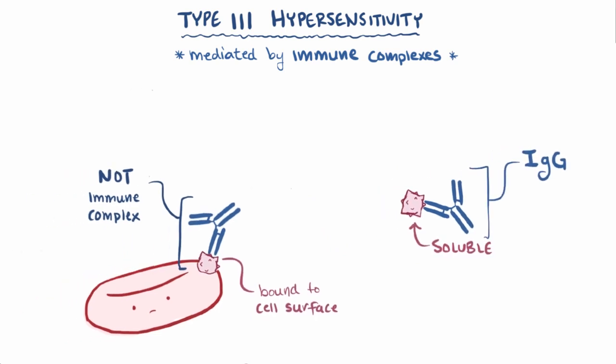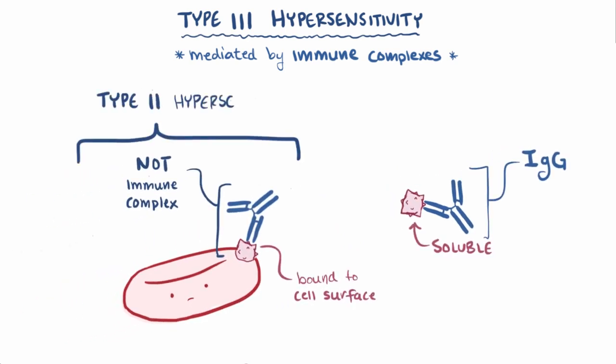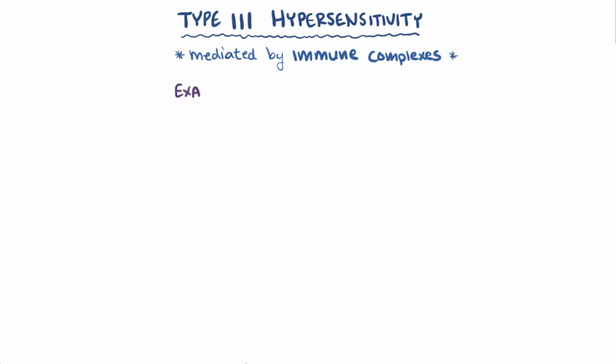And this is the first major distinction between type 2 hypersensitivity reactions, which involve antibodies binding to antigens on cell surfaces, and type 3 hypersensitivity reactions, which involves immune complexes with soluble antigens. A good example of a type 3 hypersensitivity is the autoimmune disease systemic lupus erythematosus, also just called lupus.